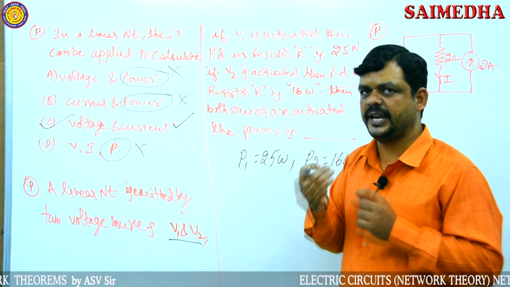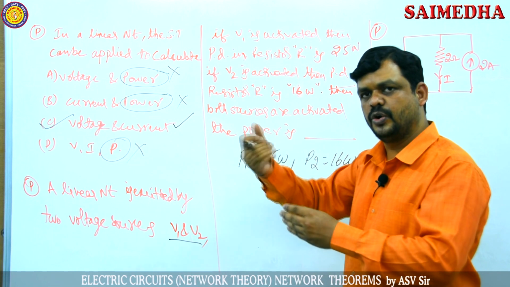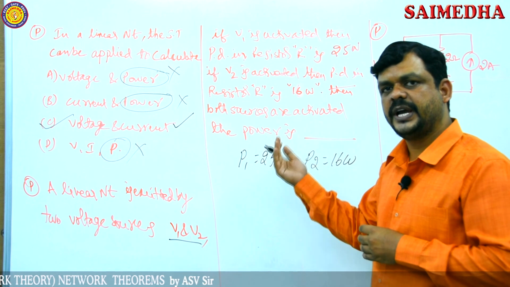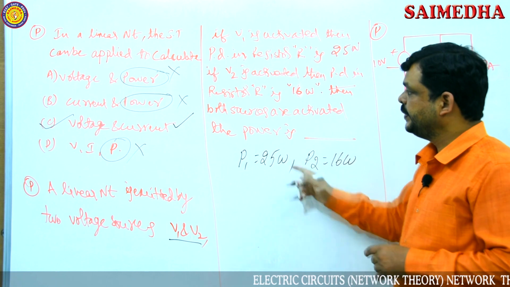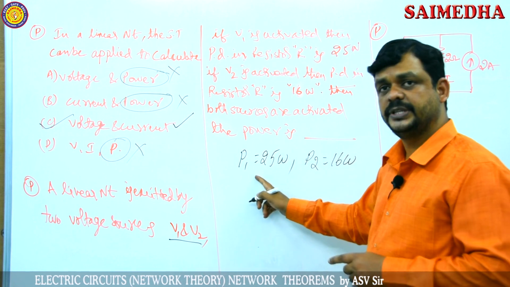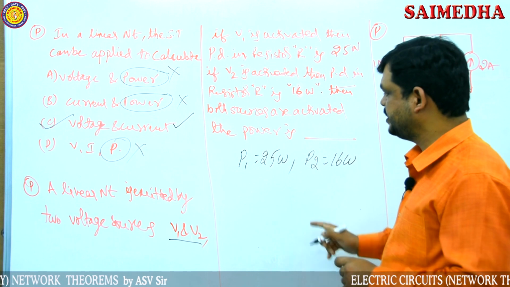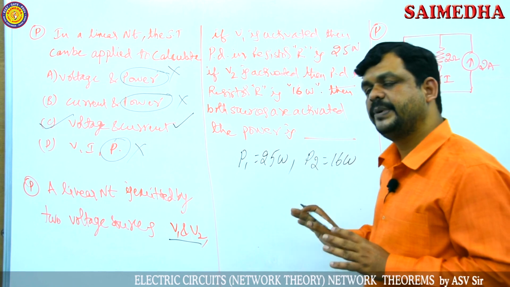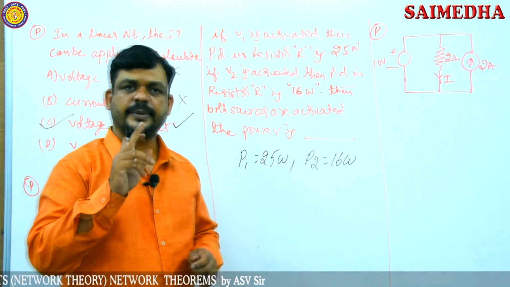in the last video I clearly explained, one linear network is connected with V1 and V2 sources, and the load branch is resistor R. V1 activated gives power P1, V2 activated gives power P2, that is P1 is 25 watts and P2 is 16 watts. If both sources are activated, then don't apply the superposition theorem here. According to the superposition theorem, total response is the sum of individual responses, so it would be 25 plus 16. But the superposition theorem is not suitable to determine power.